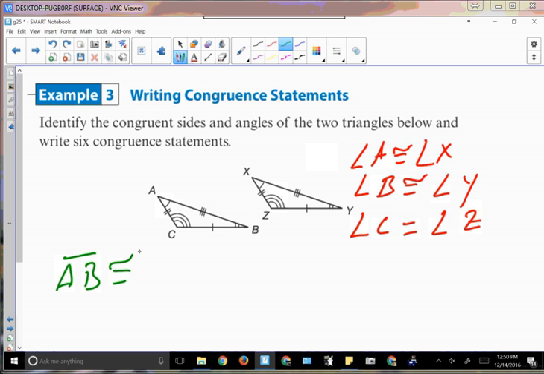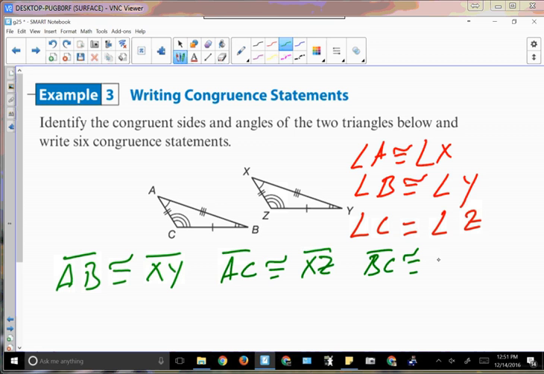Which is the corresponding one? XY. Now, if A goes to X, X has to go first. We cannot go AB and then say YX, because then we're saying that those points go to different places. So if I do AC is going to be congruent to what? XZ. And if I say that BC is going to be congruent to what? YZ. Again, we need to make sure that when we write these out, we use the proper identification.